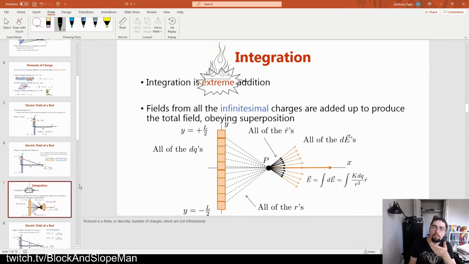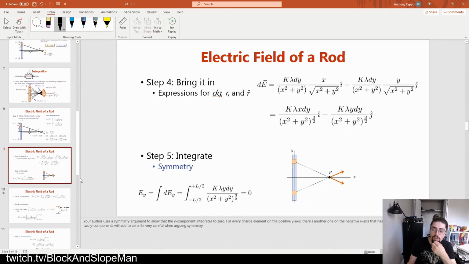It's symmetrical, right? What that means is that for every single piece in the positive y, there's an equivalent negative y piece that's going to be creating a field of equal magnitude, and the x direction is going to be the same, but the y direction has been flipped. That means that the y component of the electric field from the top half of the rod is going to cancel out with the bottom half of the rod.